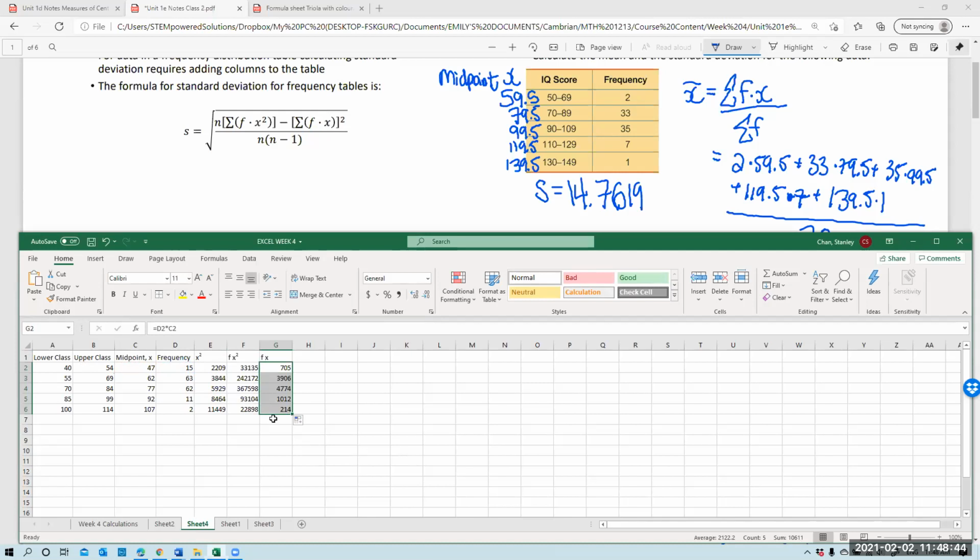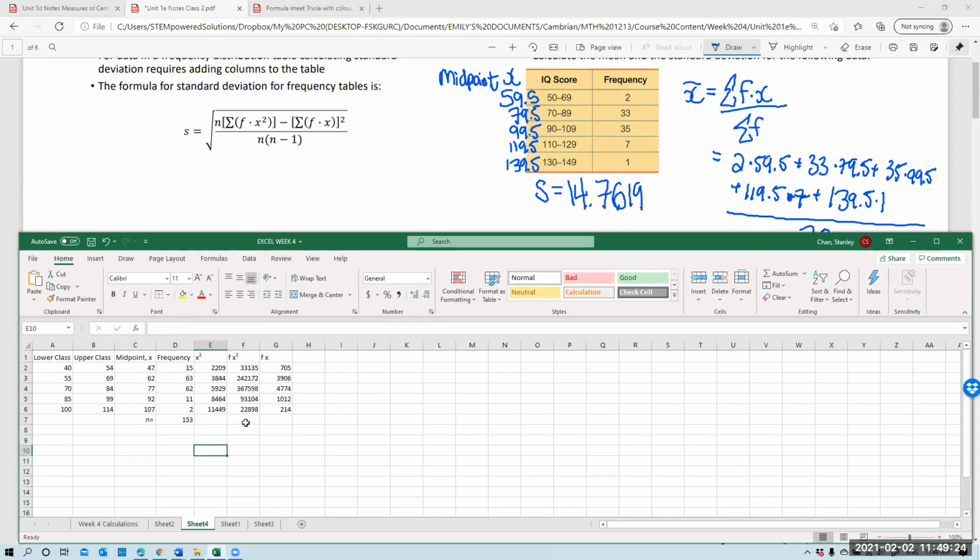All right. Now I'm going to have to sum up my frequency times my x, and I'm also going to have to sum up my frequency as well. So I'm going to sum up my frequency. Let's sum this column up right here. I'm just going to select the values that I want to sum up. So that's 153. That's the value for n in this equation.